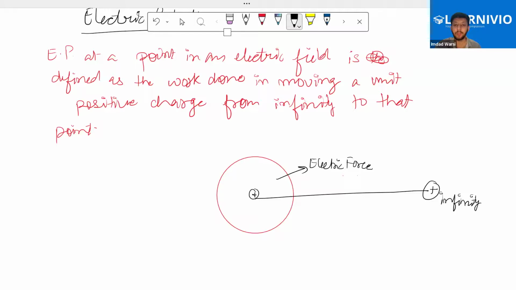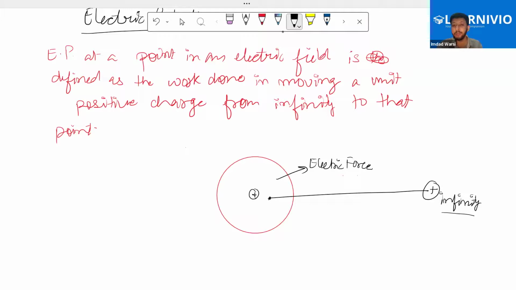So I am bringing a positive charge towards the electric field. I'm bringing a unit positive charge. Now you must be asking why am I not taking a negative charge? That is how it was derived by the scientists, and we have to study it that way. They defined electric potential as follows: there is a positive charge at infinity, and I want to bring this charge from infinity to a point, any point in this electric field.